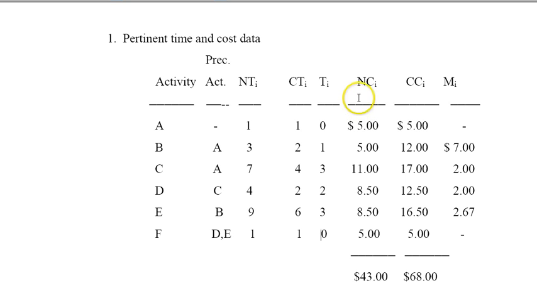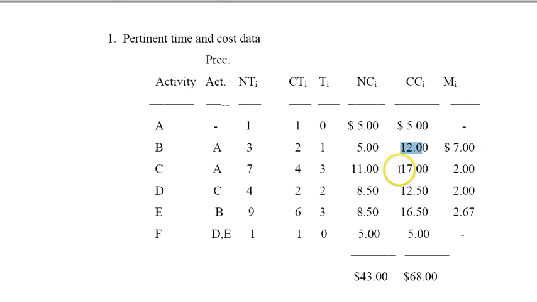I'm also given the costs. So undertaking activity A costs me $5. Activity B costs me $5 and it takes 3 days. Activity C costs me $11 for the 7 days. And this is the crash cost. So if I crash activity B to 2 days, it's going to cost me $12. And so that extra day is going to cost me $7. So this minus this divided by this, so it's going to be 7. That's my marginal cost per day.